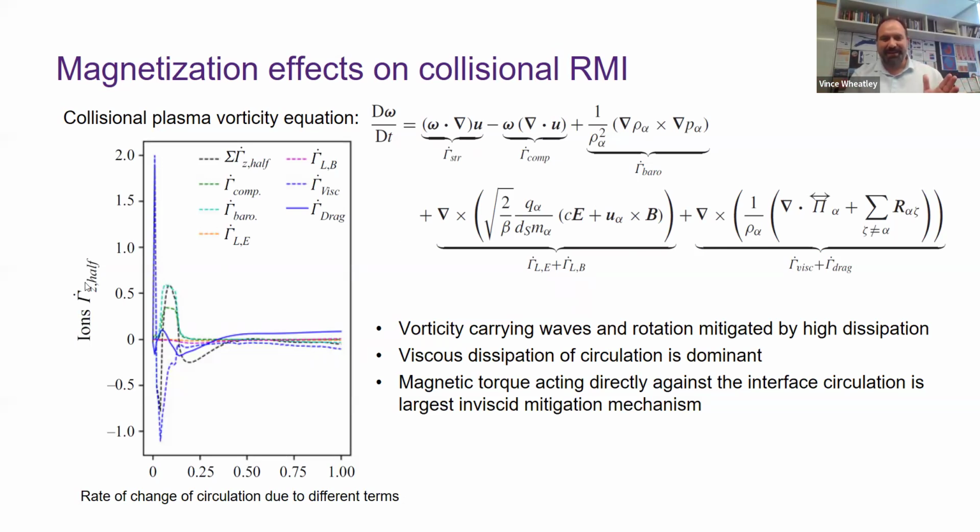If we look at the breakdown of the rate of change of circulation on a half period and relate it to all of the terms in the collisional multifluid plasma instability, it's chiefly the interspecies drag and the viscous terms that are opposing the baroclinically generated circulation, with the largest inviscid contribution still being the curl of the Lorentz force. So it still contributes to suppression, but is no longer dominant.